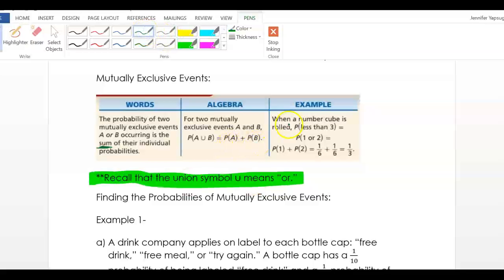And then this is an example. When rolling a number cube, we want to know the probability of less than 3. So that means the numbers 1 or 2, right? The probability of rolling a 1 would be 1/6. The probability of rolling a 2 would be 1/6. When we add those together, you get 2/6, which simplifies to 1/3. So we're going to run through two examples just so you can see how this works.